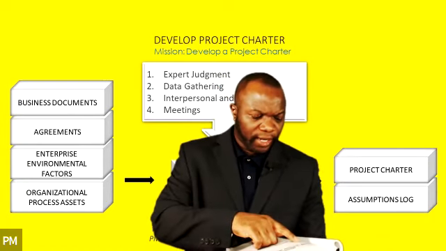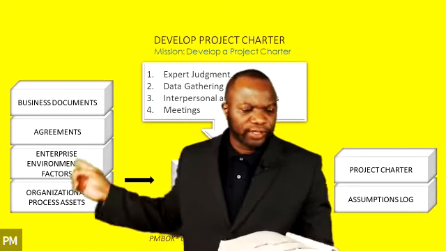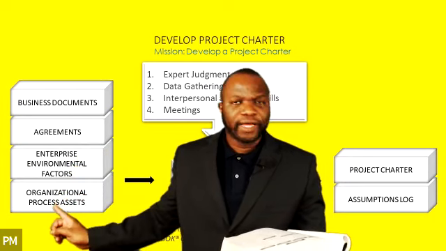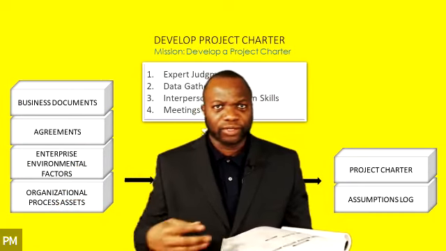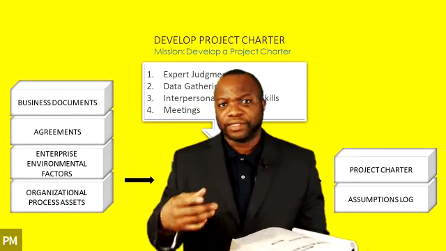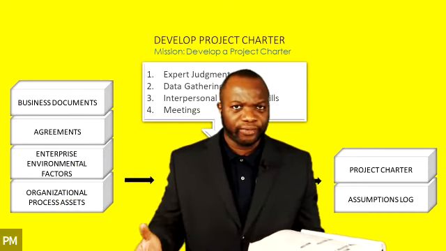Next, you've got enterprise environmental factors, which refers to organizational culture, structure, governance, infrastructure, IT software, and things such as that, regulations and things that affect the project. The next one here is organizational process assets, and that is pretty much processes and procedures for doing things, the corporate knowledge base, templates, tools, and what have you, okay?